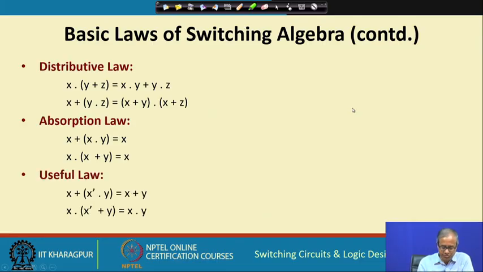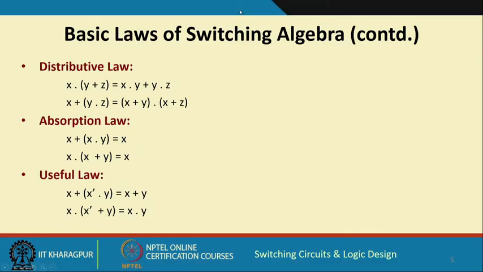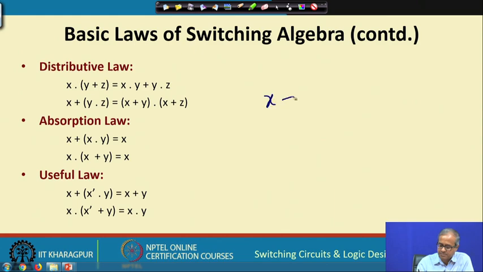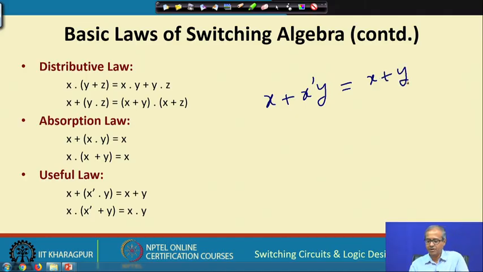And there is another useful law, which does not have a name like that. This is also quite useful in minimization. It says x plus x bar y, I am not writing the bracket, equals x plus y. Well, here also you can prove this in a number of different ways; you can try it out.